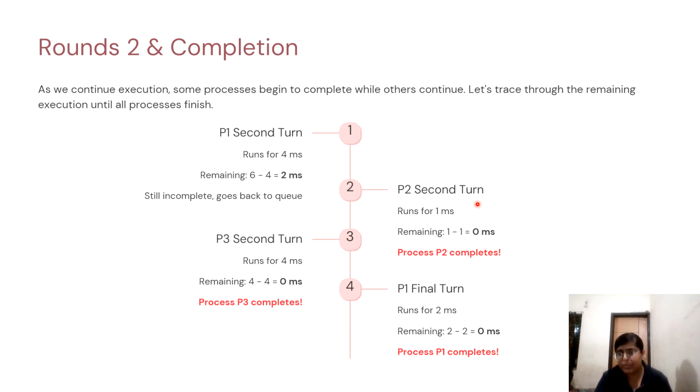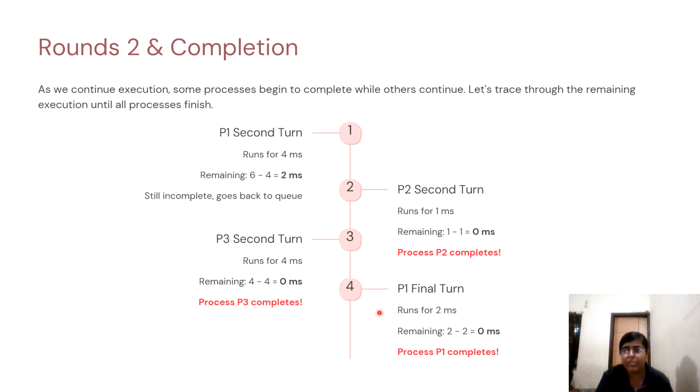Now for the P2 second turn, the remaining time is 1 ms. So the process P2 is complete. We won't take 4 ms for that. If we have only 1 ms left, then we will just complete that 1 millisecond of work. Then for the P3 turn, it will run for 4 milliseconds, which is the most it could run. So the remaining time of this will be 0 ms.